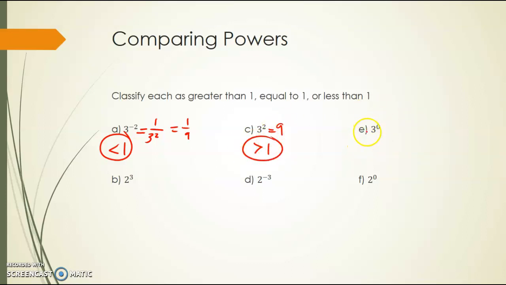And then we're going to go to E. E here has 3 to the 0 power, and anything to the 0 power, we just learned 2 videos ago, is equal to 1. And so that is our answer.